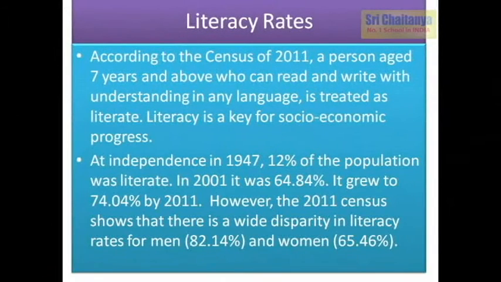Literacy rates. According to the census of 2011, a person aged 7 years and above who can read and write with understanding any language is treated as literate. Literacy is a key for socio-economic progress. At independence in 1947, 12% of the population was literate. In 2001, it was 64.84%. It grew to 74.04% by 2011. However, the 2011 census shows that there is a wide disparity in literacy rates for men and women.